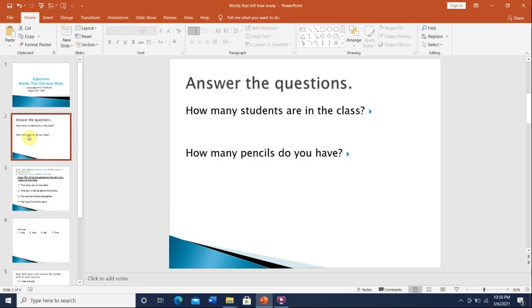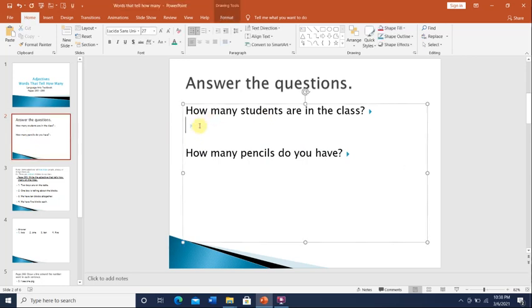If I ask you, how many students are in the class? And you tell me any number, for example, if I say there are 20 students in class. If I write the sentence, there are 20 students in class, what did I use to describe the students? I said that there are 20 students in class. So 20 is the adjective, or the number is the adjective that tells how many.